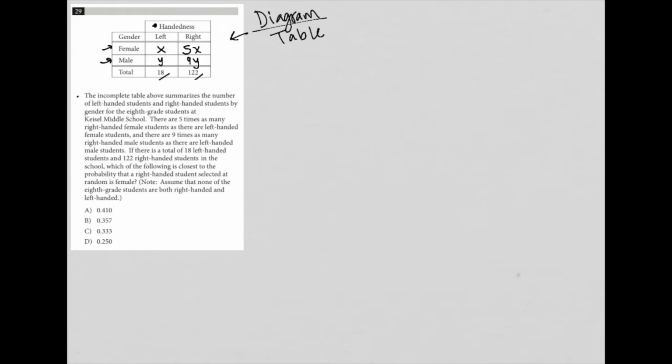If there is a total of 18 left-handed students, so we see that in the total row there, and 122 right-handed students, which we also see here in the school, which of the following is closest to the probability, right? So probability, I'll just say prob, on this test will always represent what I want, what am I looking for, over what am I choosing from. So let's figure out what they're asking us to find. Which of the following is closest to the probability that a right-handed student, right? So we're choosing from all the right-handed students.